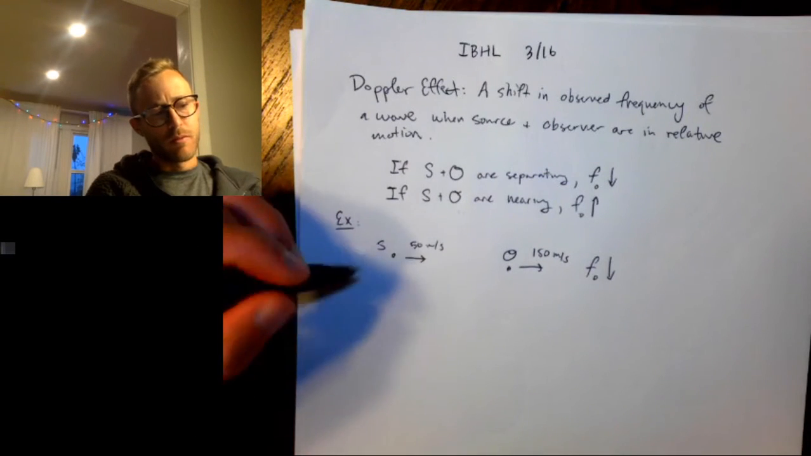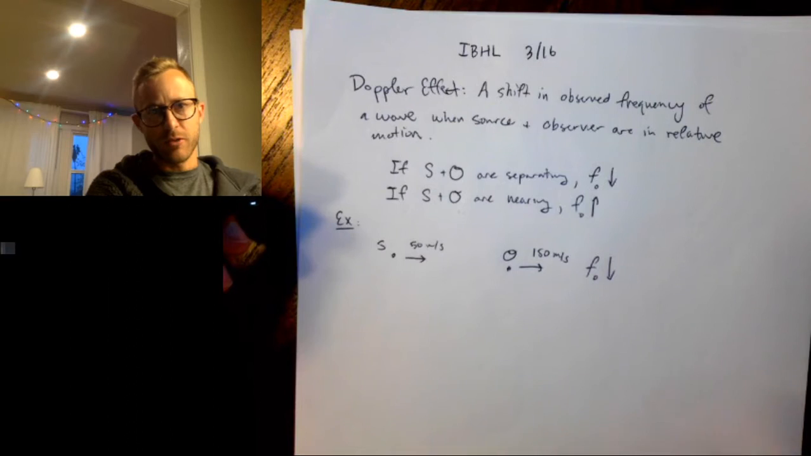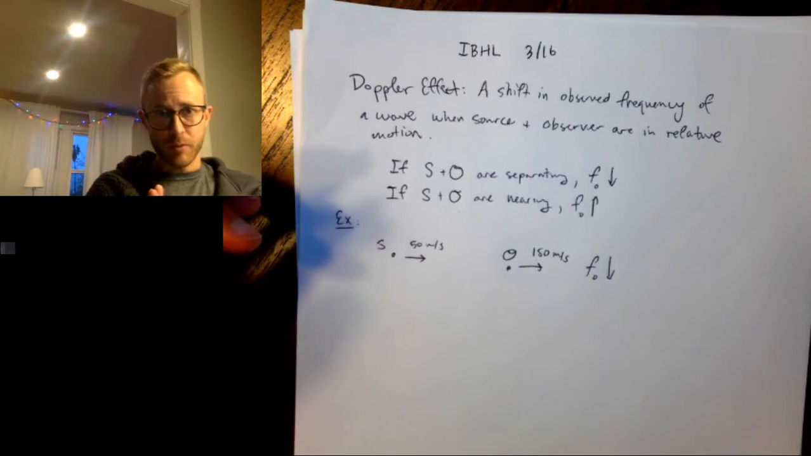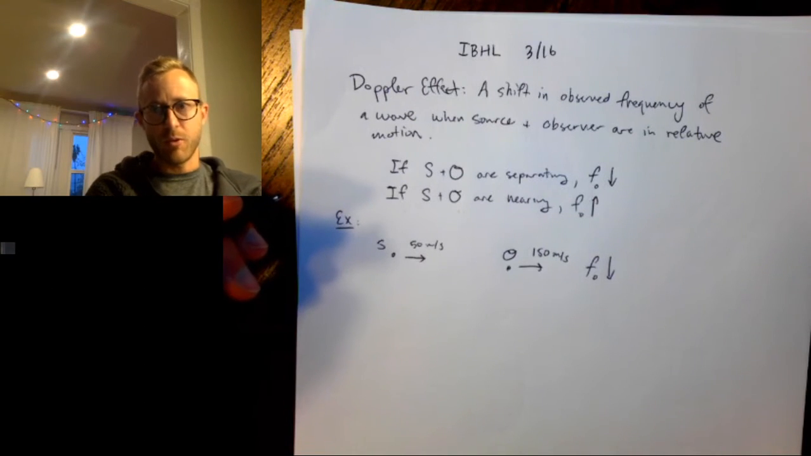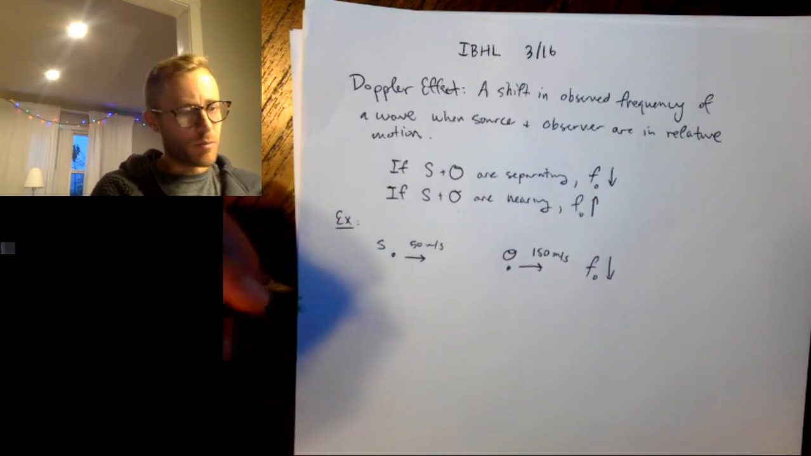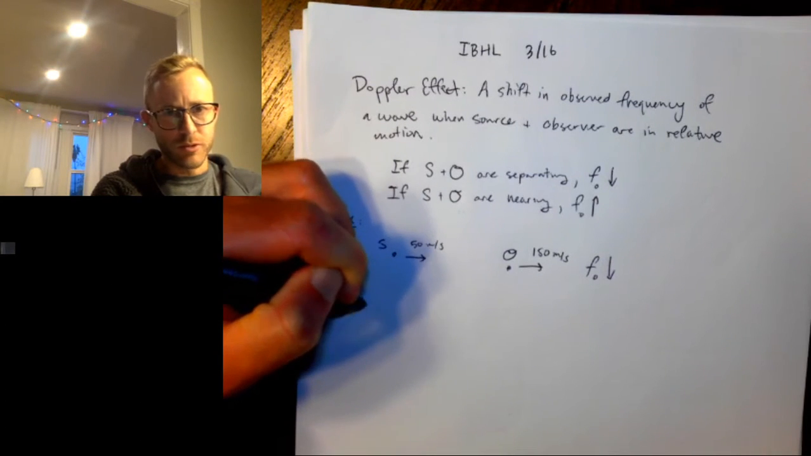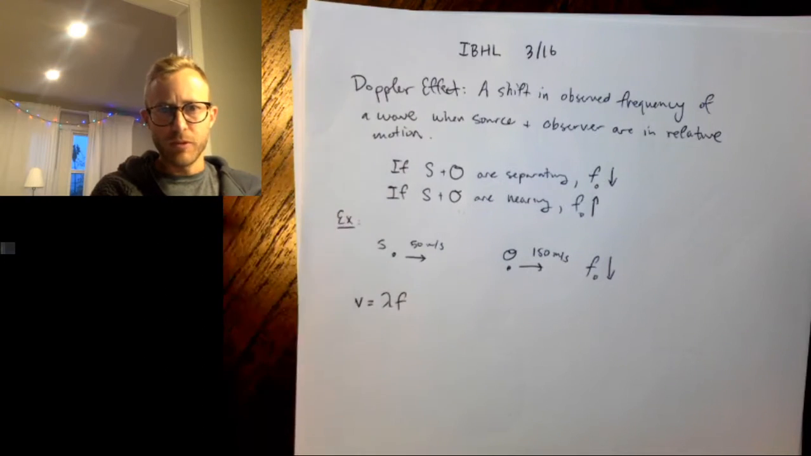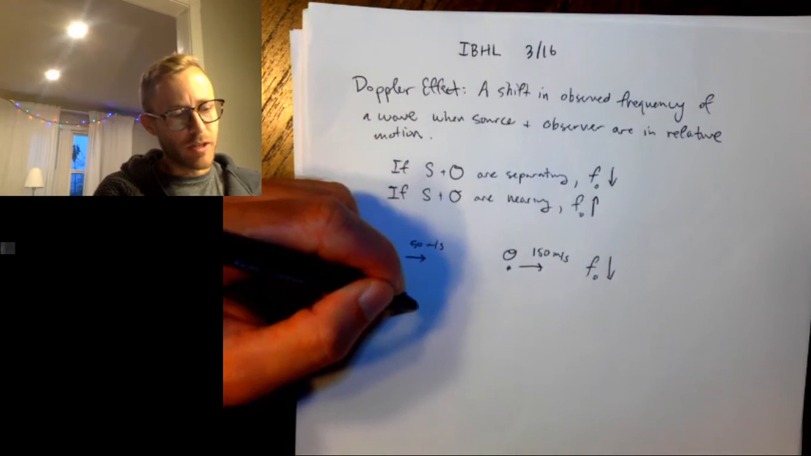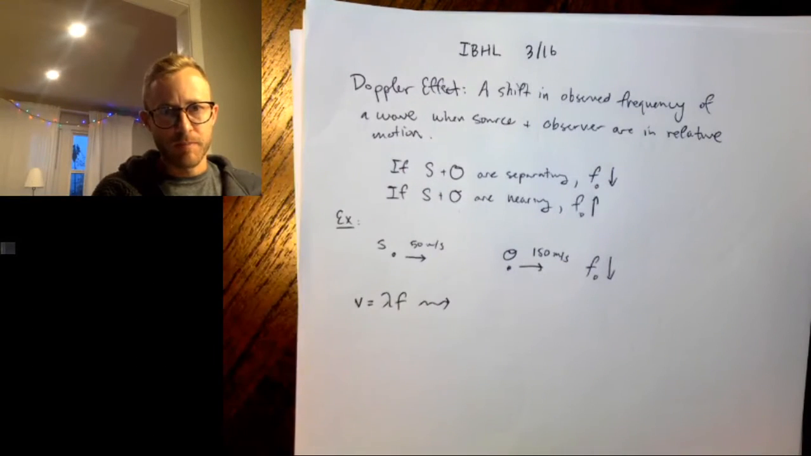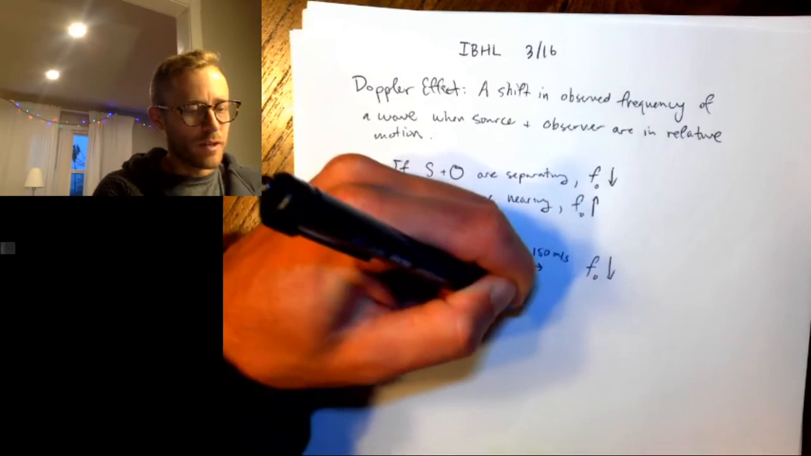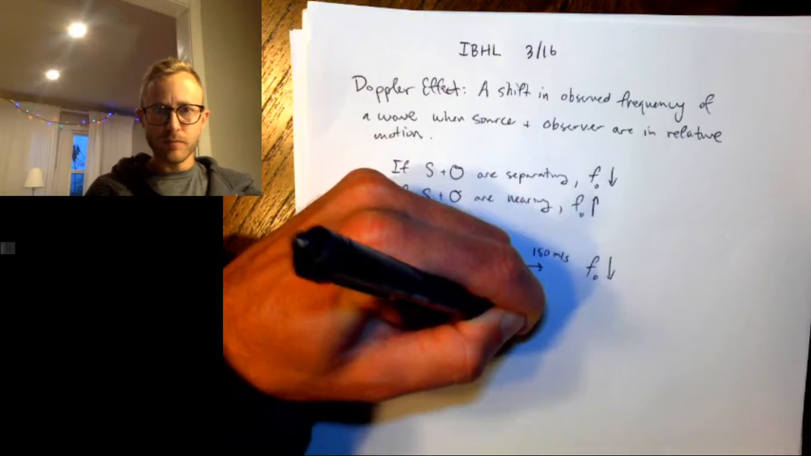We talked about this a little bit last year, and this year you have to go a bit further because we're going to actually learn the Doppler effect equation. So you might remember this equation: v equals lambda f. Hopefully you remember that. And if we take that and divide both sides by lambda, we get that frequency equals v over lambda.